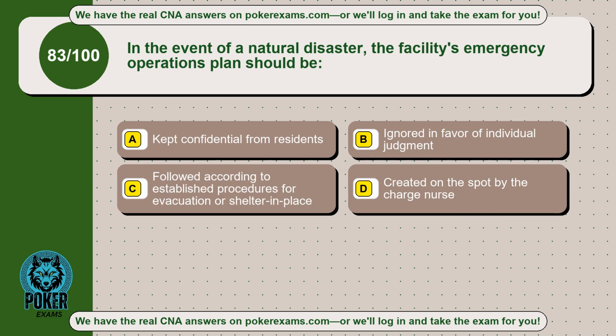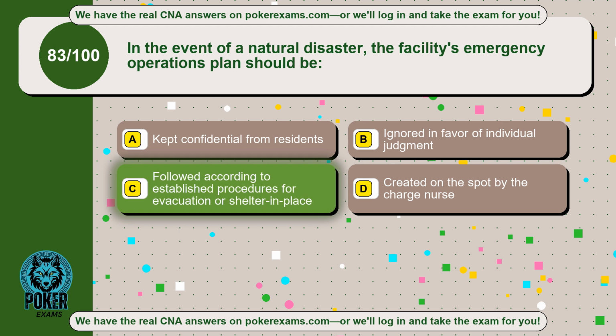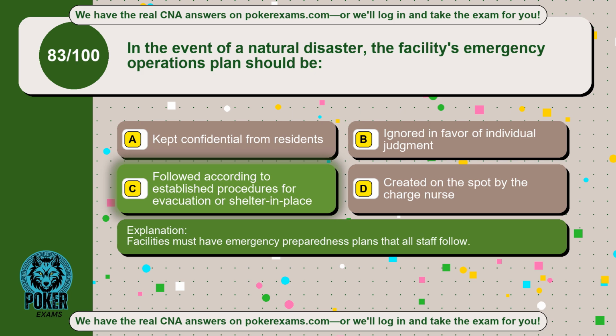Question 83. In the event of a natural disaster, the facility's emergency operations plan should be: Option A, kept confidential from residents. Option B, ignored in favor of individual judgment. Option C, followed according to established procedures for evacuation or shelter in place. Option D, created on the spot by the charge nurse. The correct answer is option C. Followed according to established procedures for evacuation or shelter in place. Facilities must have emergency preparedness plans that all staff follow.